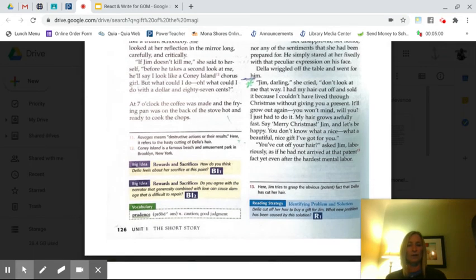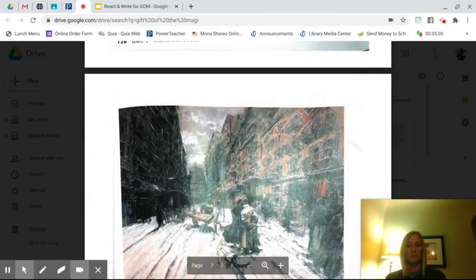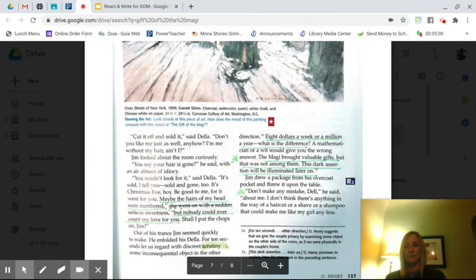You've cut off your hair? Asked Jim, laboriously, as if he had not arrived at that patent fact yet, even after the hardest mental labor. Cut it off and sold it, said Della. Don't you like me just as well, anyhow? I'm me without my hair, ain't I? Jim looked about the room curiously. You say your hair is gone, he said, with an air of almost idiocy. You needn't look for it, said Della. It's sold, I tell you. Sold and gone, too. It's Christmas Eve, boy. Be good to me, for it went for you. Maybe the hairs of my head were numbered, she went on with sudden serious sweetness, but nobody could ever count my love for you.